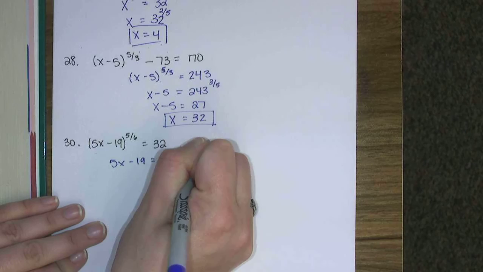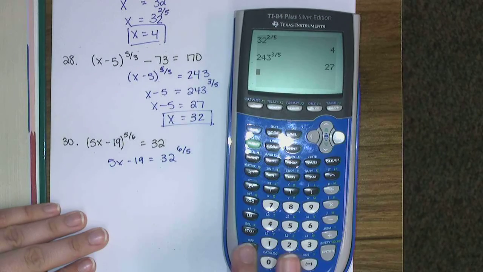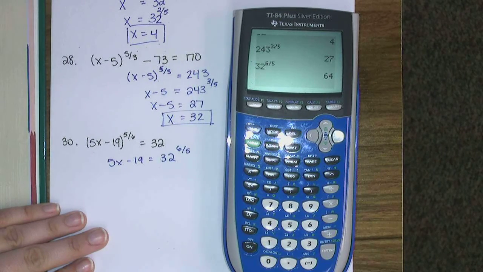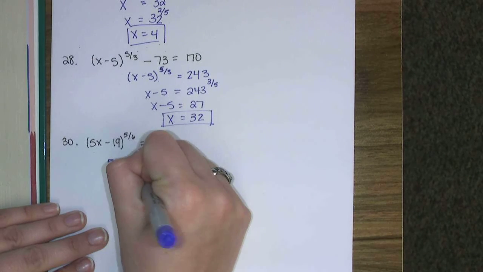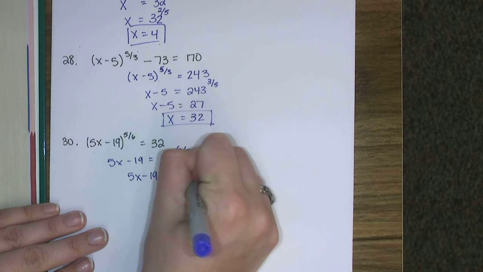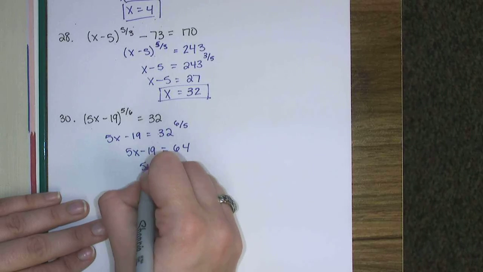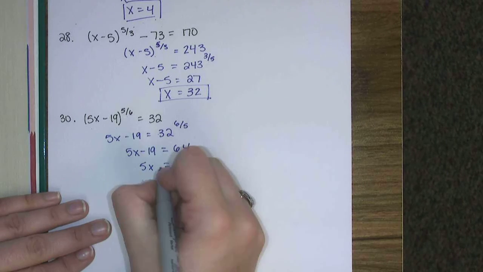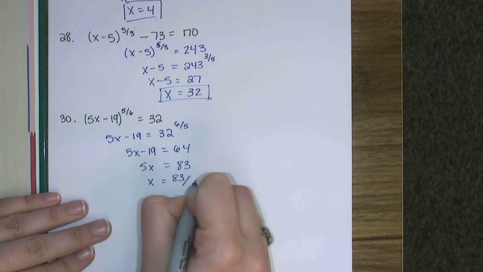And I can go ahead and do that. 32 raised to the 6 over 5 is 64. So 5x minus 19 is equal to 64. Add 19, so 5x is equal to 83. And then x is equal to 83 over 5. And I'm just going to leave my answer there improper.